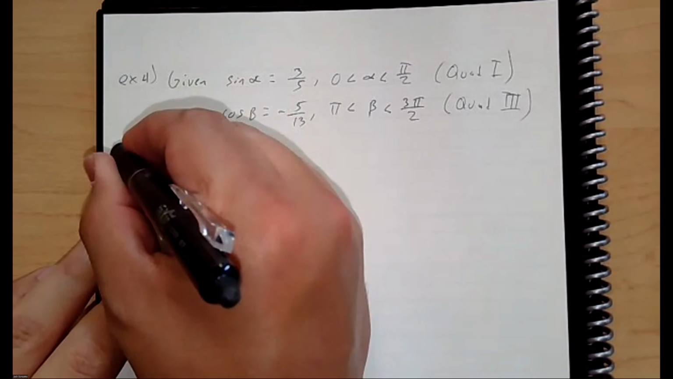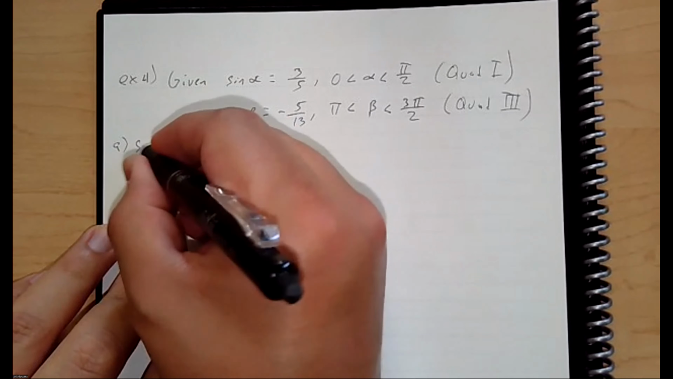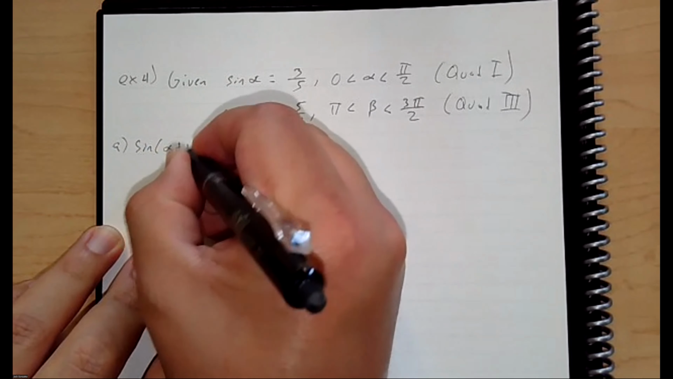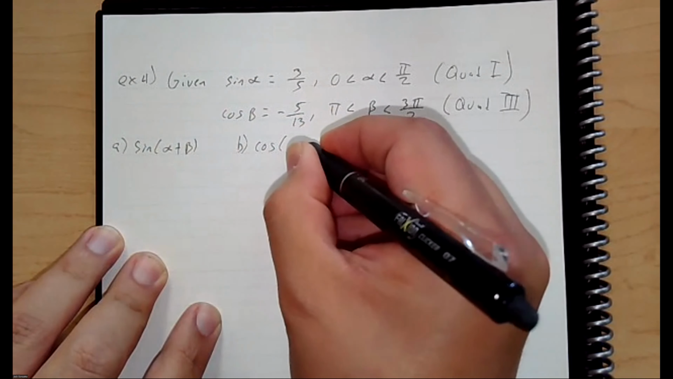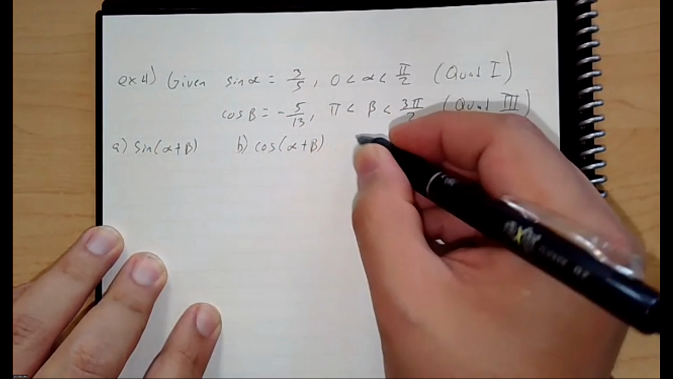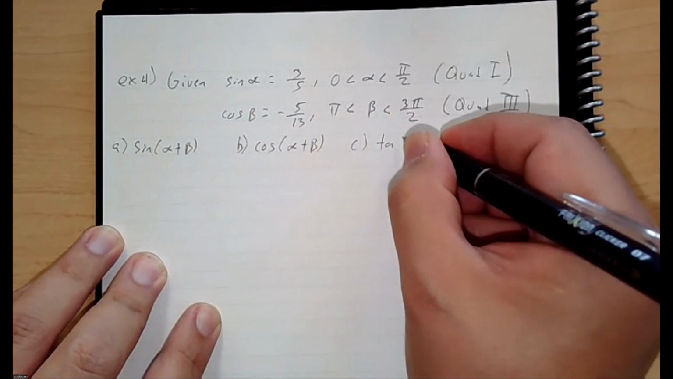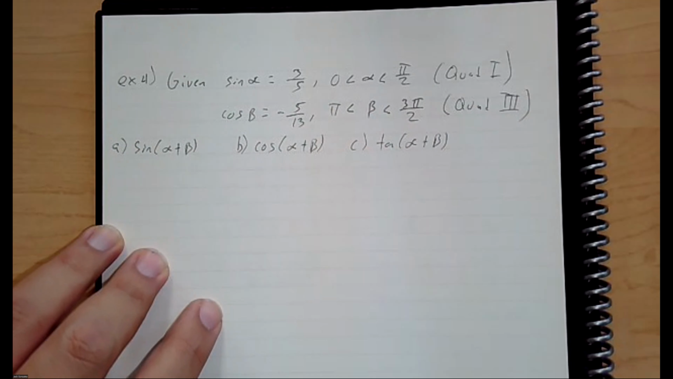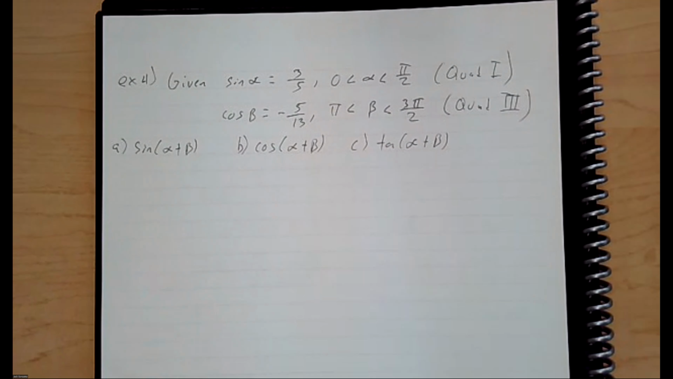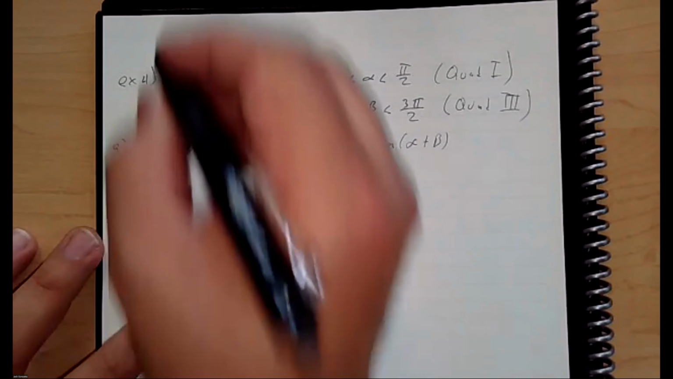They want us to solve sine of alpha plus beta, cosine of alpha plus beta, tangent of alpha plus beta. But as you can see, we're going to need cosine alpha and sine beta. Those are missing. Okay, use that same formula.